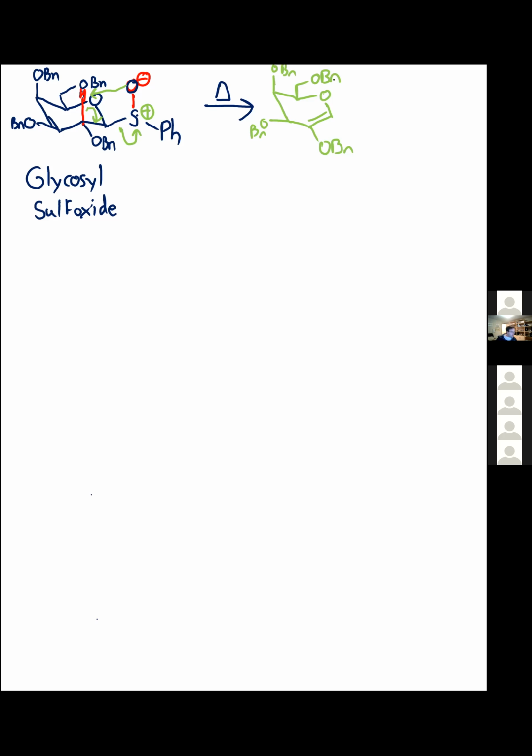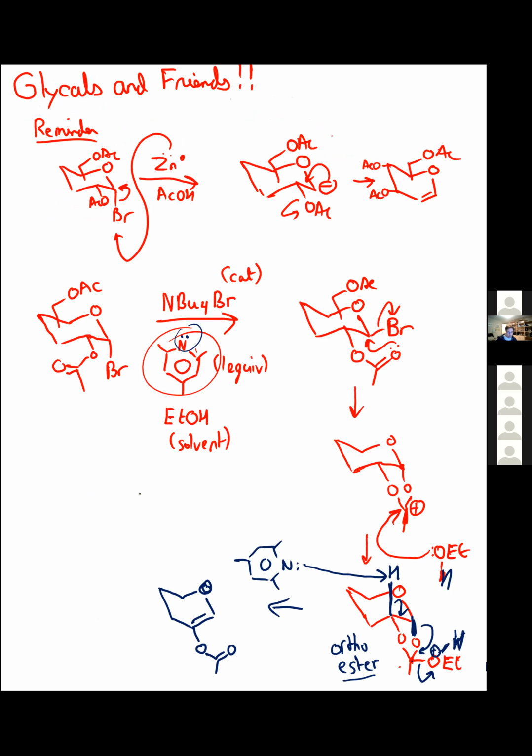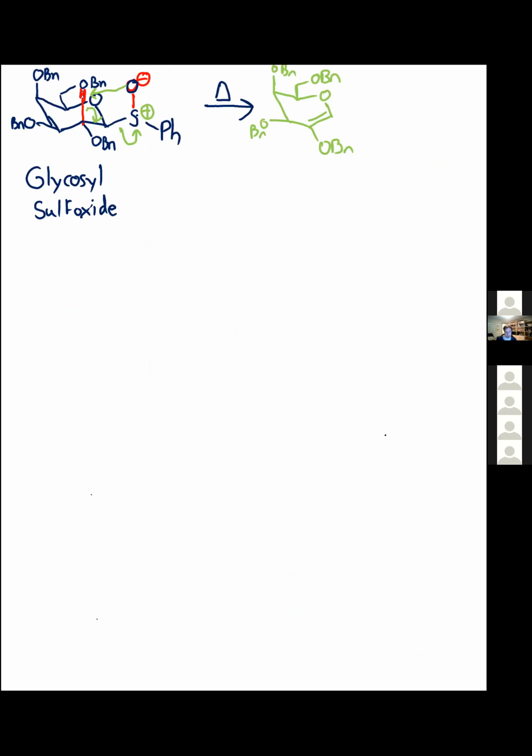Okay, so now we have seen a whole bunch of ways to make glycals. We can make glycals such that we lose the C2 position. We can make glycals such that we can keep the C2 oxygen with acetate protecting groups. And we can make glycals such that we can keep the C2 oxygen with a not acetate protecting group. I use benzyl here. You could have used anything. Like almost any protecting group would have worked.